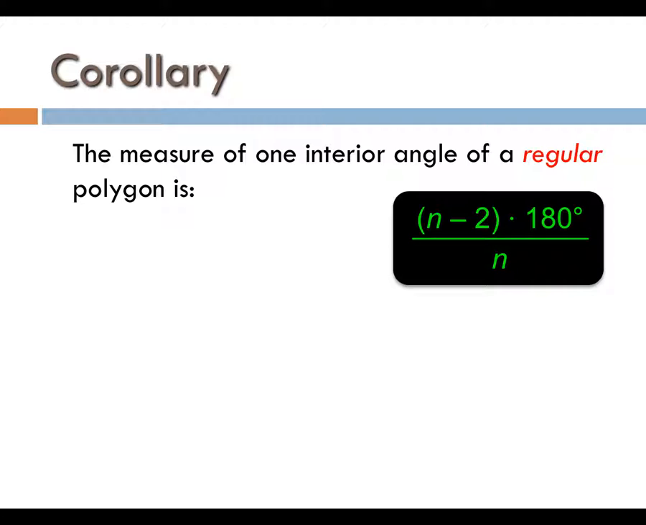Equilateral and equiangular, meaning all the sides are the same and all the angles are the same. So if all the angles are the same, then we can take the sum and divide it by the number of angles. If I know the sum in an octagon and all 8 of the angles are the same measure, I could just divide by 8, and lo and behold, we got the measure of each individual angle.